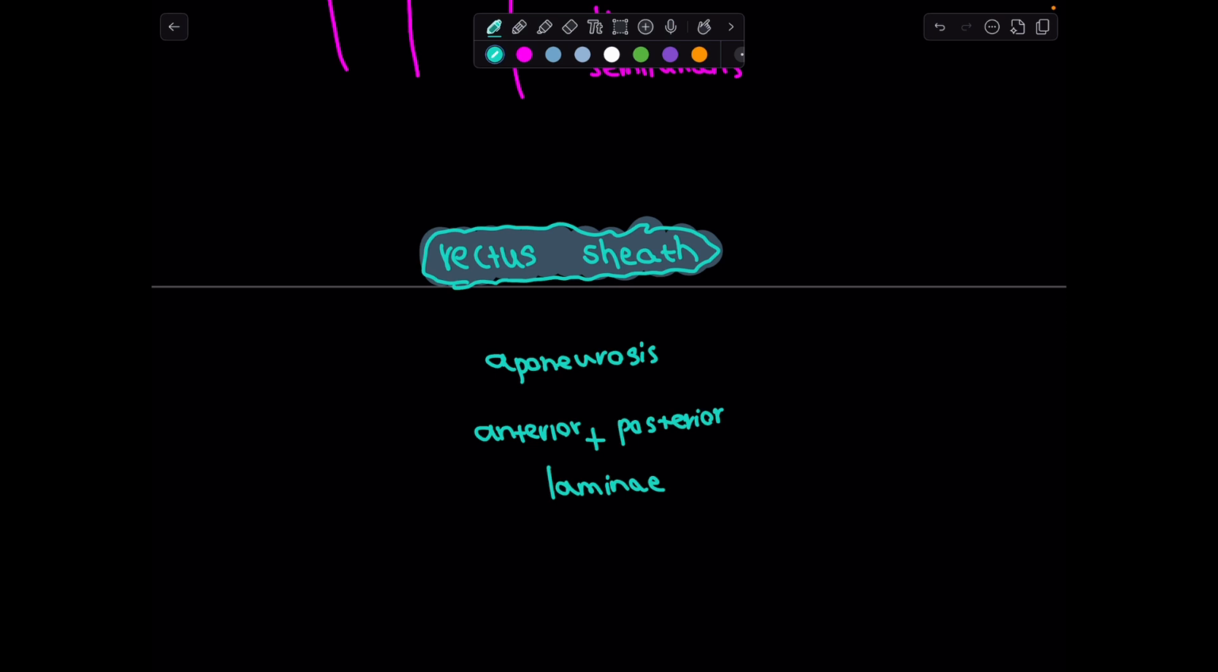Above the arcuate line, the sheath has anterior, external oblique plus half internal oblique, and posterior, half internal oblique plus transversus layers. Below, all aponeuroses form the anterior sheath, with only transversalis fascia posteriorly. It stabilizes and supports the rectus abdominis. Clear? Want more details?